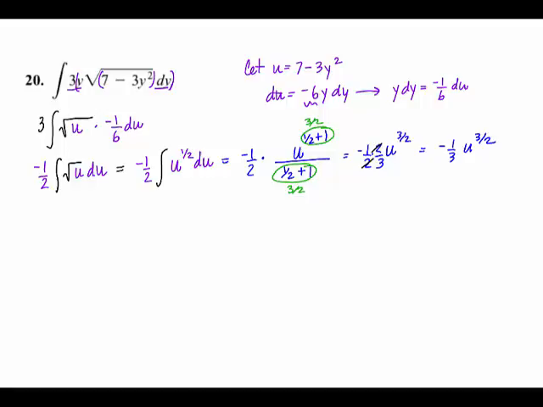And we're not finished yet. Remember, we have to convert back and substitute, so the antiderivative in terms of y, we're going back to y, is negative 1/3 times 7 minus 3y squared to the 3/2 and plus c.